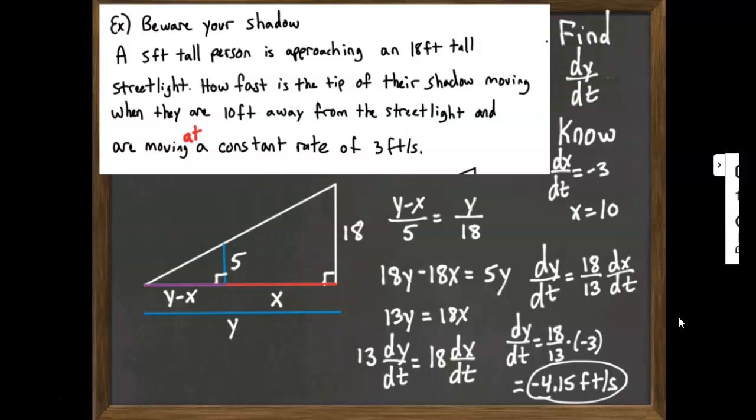Okay, so here's just one more example of a related rate problem. This one involved, again, a triangle as well, but this time we had to do proportions instead to get the relationship.